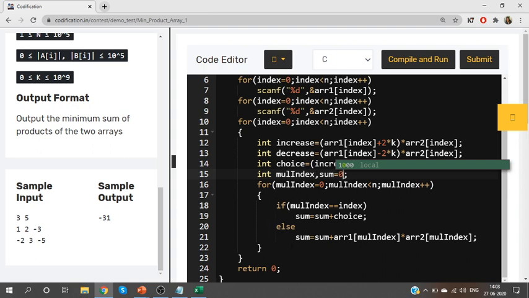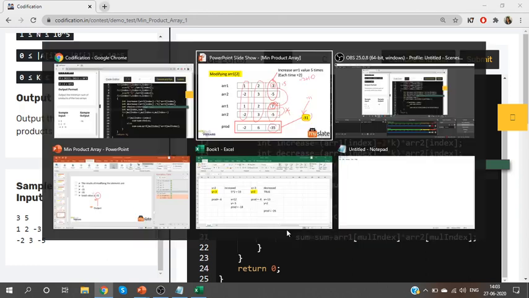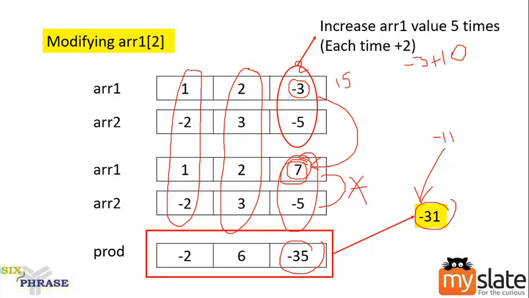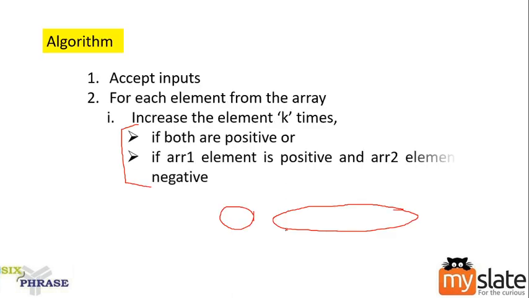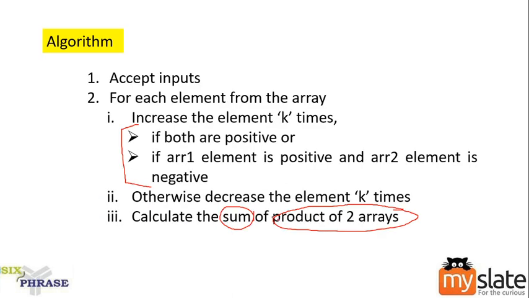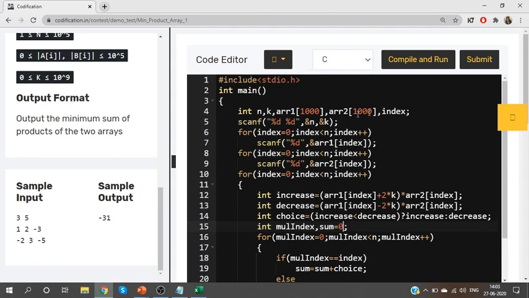Now parallelly what should you do? I'm adding all the values. For what purpose are we adding all these values? So we were working on the algorithm part. Yes. So calculate the sum of product of two arrays. I've calculated the sum of product of two arrays. Why do we calculate it? So that we can know which one is the minimum. Yes. So trace the min value each time. Here we are going to trace the min value.